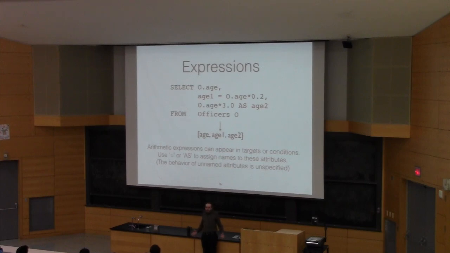The idea is basically I can perform these arbitrary computations to define new columns if I want. Now, of course, a new column isn't named until I explicitly give it a name. So SQL defines two ways of giving an attribute a name, either using attribute equals and then expression, or by using AS. So I type expression AS and then a name for that new attribute that I've just created. Questions on this?